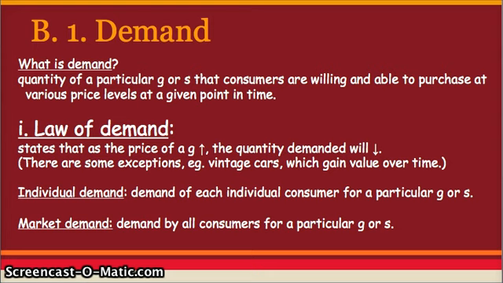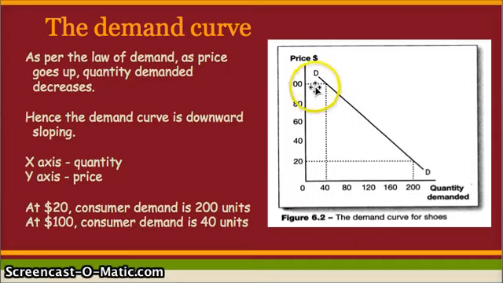It's the quantity of the particular good or service that consumers are willing and able to purchase at the various price levels. And the graph for it looks like this because each point along this line represents a different price and the number of units that will move at that price. So at $20, you've got 200 units of shoes in demand. At $40, it's about 160. At $60, 120. And at $80, 80 units.